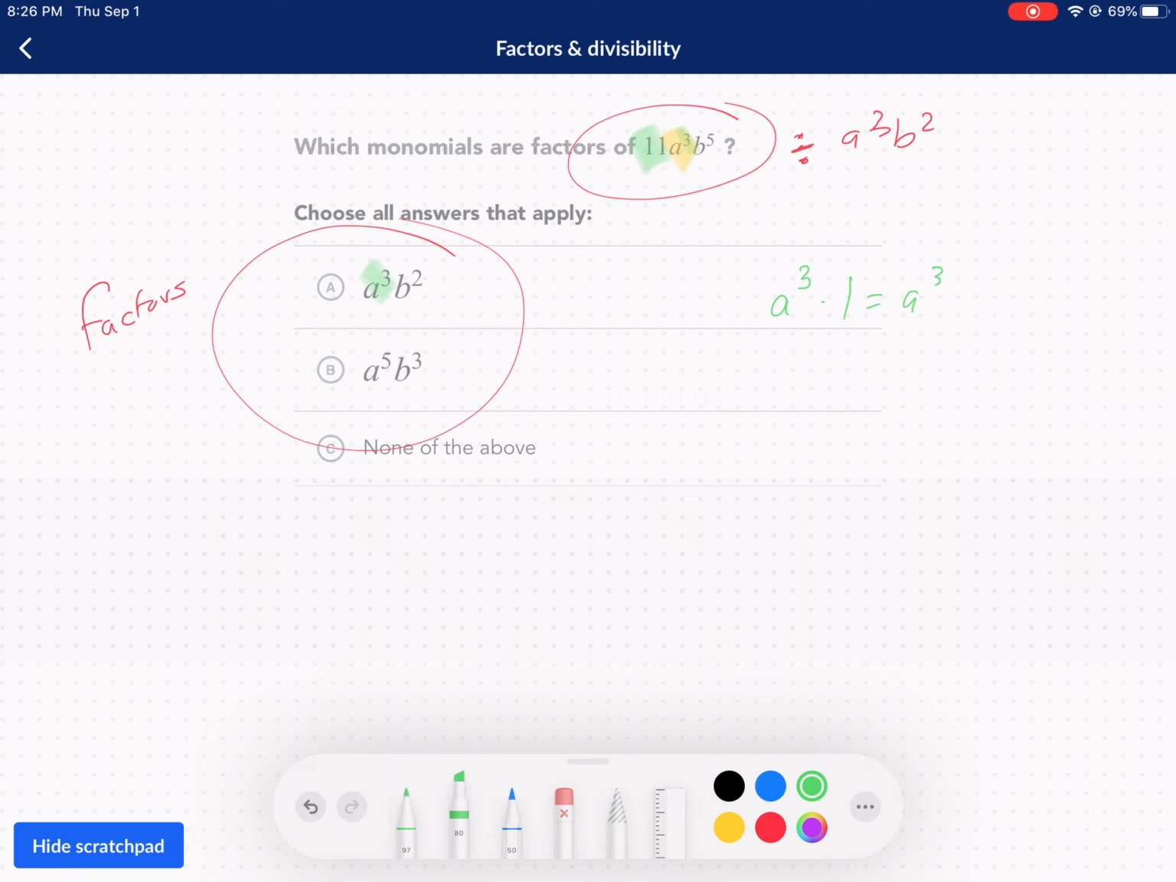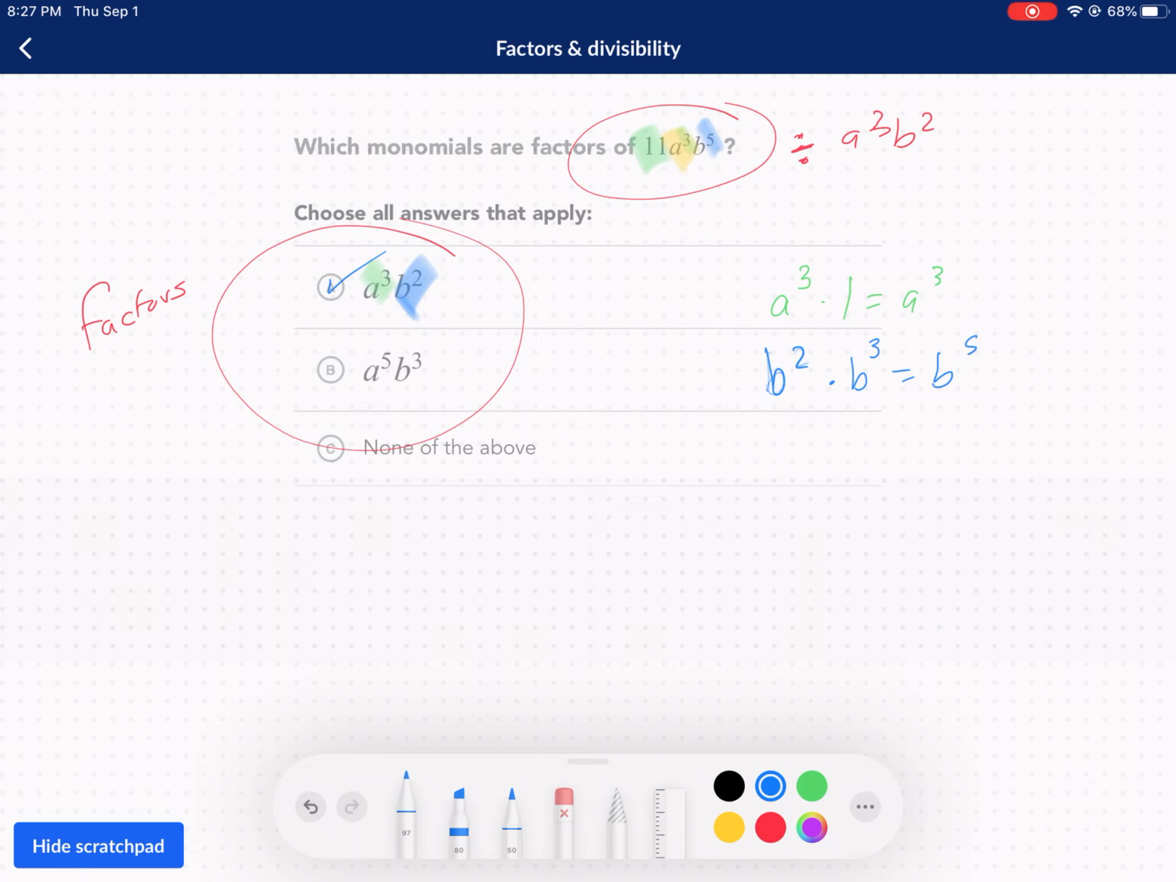What about b squared? So this one's b to the 5th. Can I multiply b squared by something to get b to the 5th? And the answer is yes. I can multiply this by b to the third power. So b squared times b to the third equals b to the fifth. Therefore, this is a factor. We can choose at least a. What a check mark that was, by the way.